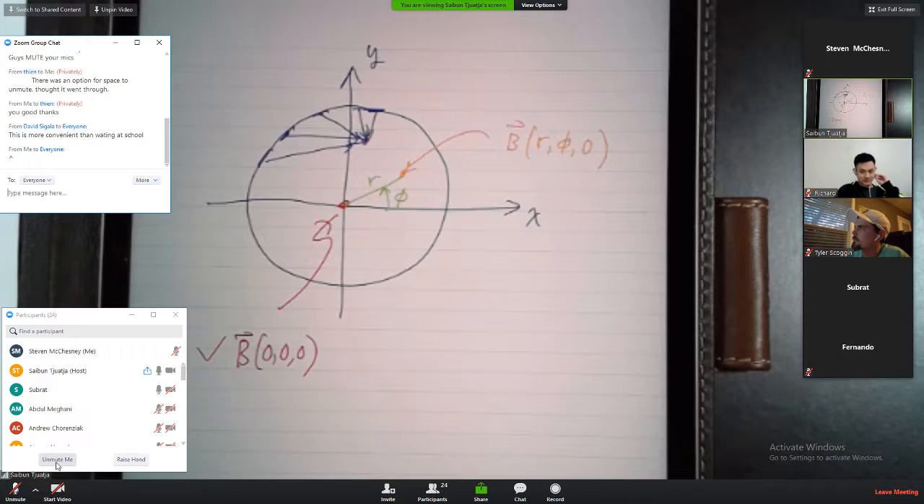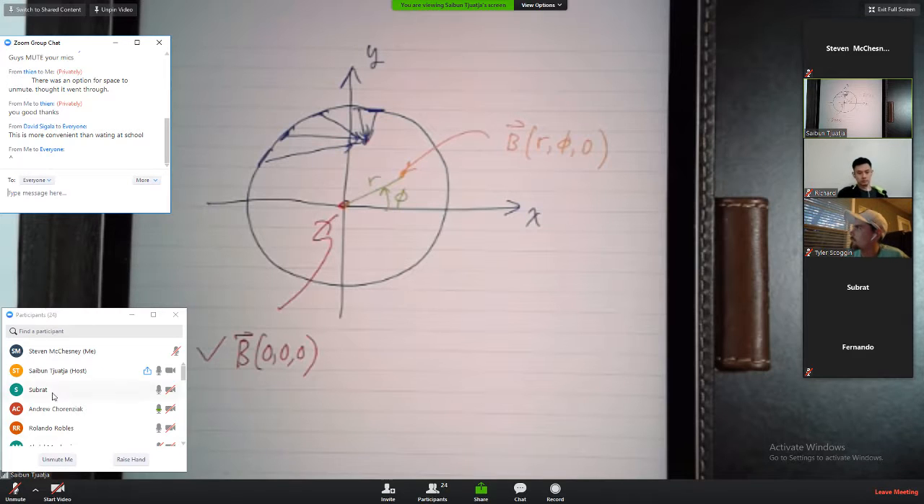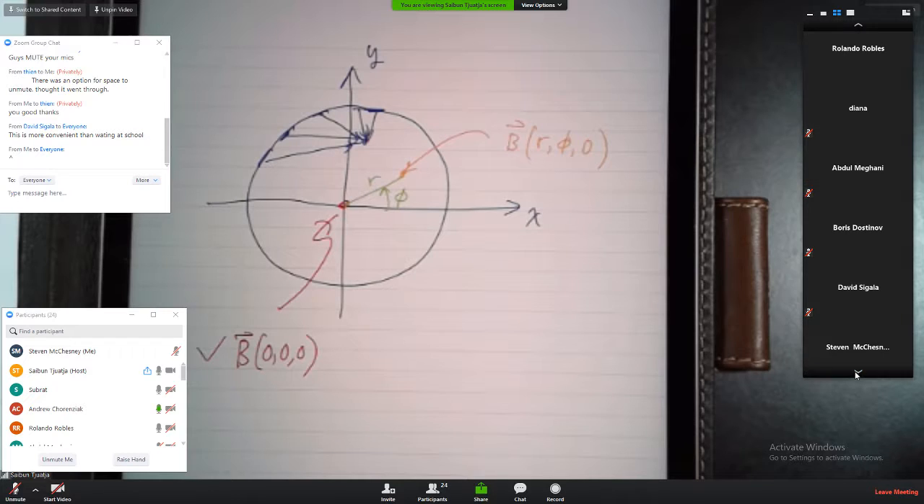Any comment about this? If not, then we can do this on Thursday afternoon, if I'm not on campus, or we can pick another time. If a group of you want to have a discussion, we can do this. Just let me know so I can set up the meeting. Somebody made a good point in the group chat. This is more convenient than waiting at school. I agree with that. It probably helps people's schedules and stuff.